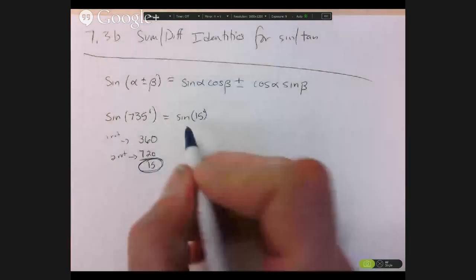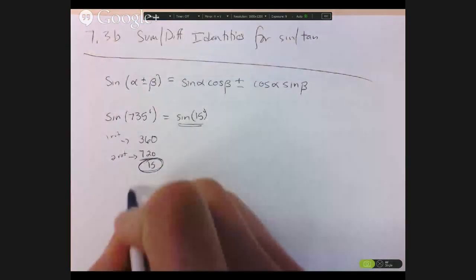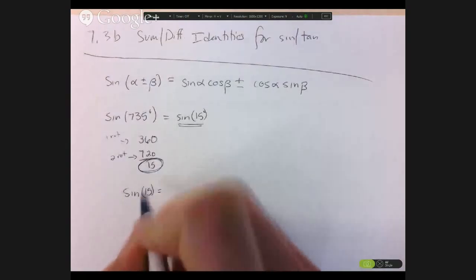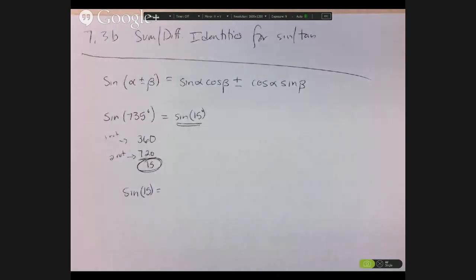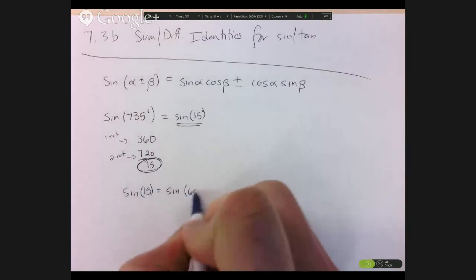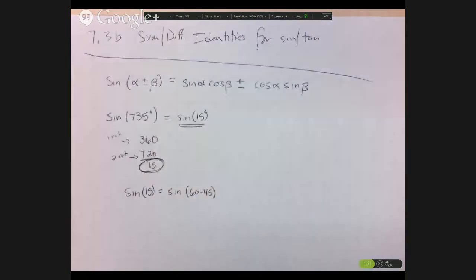So if we're doing sine 15, what two values do I want to use to obtain that? I heard 60 minus 45. Somebody said 45 minus 30. That's perfectly acceptable. You get the same answer.